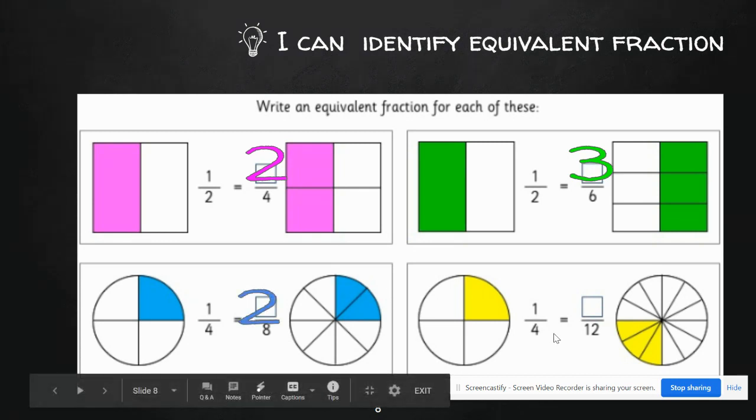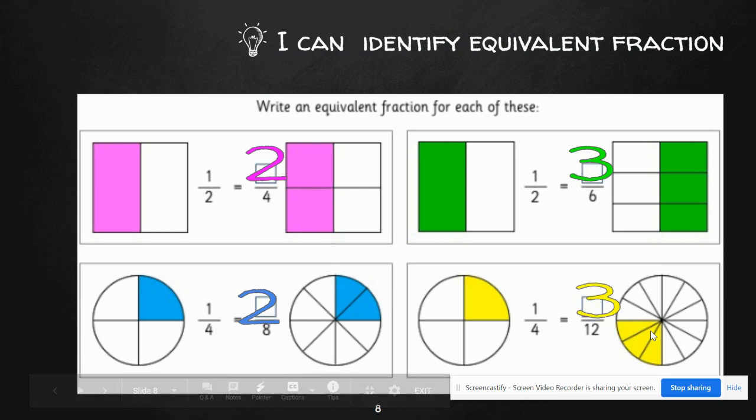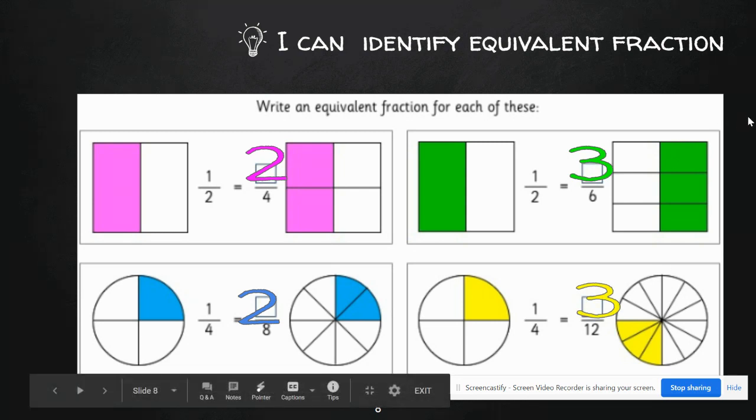Phenomenal, guys. Okay, the last one, we also have 1/4, but this shape is divided into twelfths. So how much is it? 3/12. Very, very good. You've got to keep practicing.